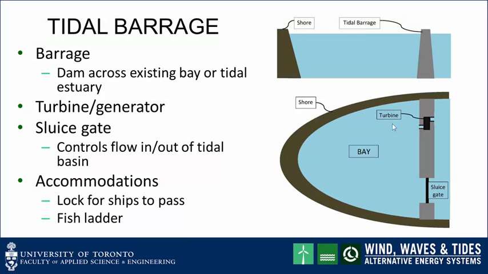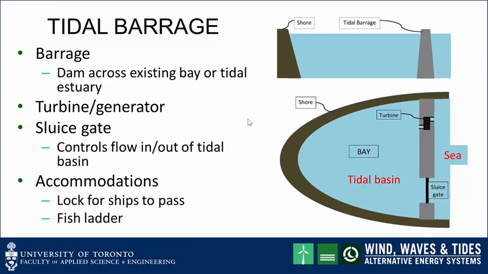So you can see if we have this bay, we can build essentially a dam across the opening and create a tidal basin, which is right here, to capture water from the tidal flow. Of course, the sea is on the outside here. The sluice gate controls the flow in or out of the tidal basin, and the turbine is connected to both sides to allow flow in one or both directions, depending on the type of power generation system.